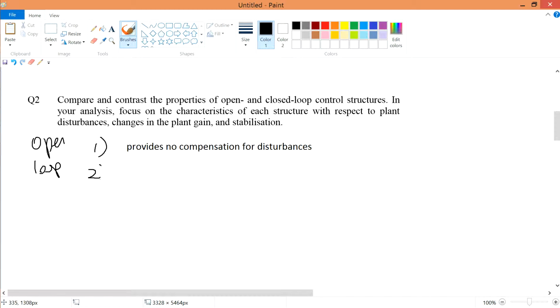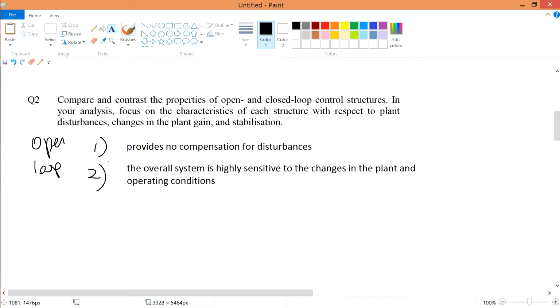Alright, secondly, the system is highly sensitive to the changes in the plant and the operating conditions. Alright, what does this mean? I'm actually simply copying what they wrote, but I just want to explain so that in the future when you revise, it's easier to understand the meaning.